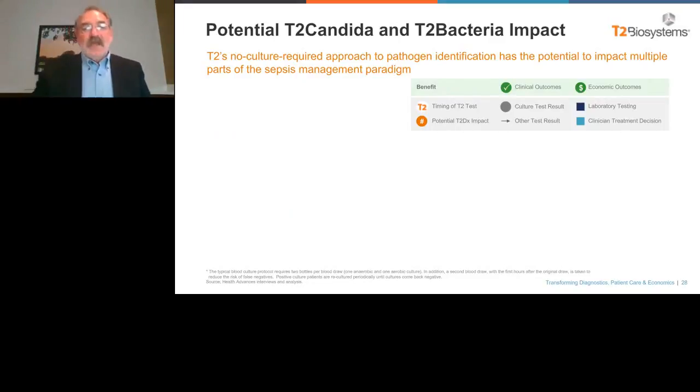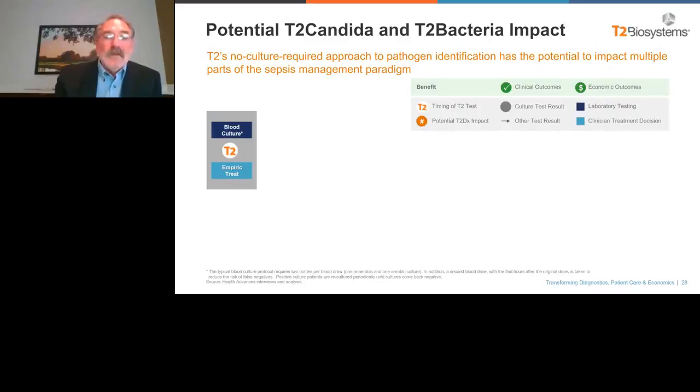So this is a multi-stage slide that will look to show the potential T2 Candida and T2 bacteria impact. This is a no culture required approach that gives you pathogen identification in a rapid time frame. In the figures to be seen, you have in green perceived benefits, and below that in orange or gray the other effects. So when you have a patient that has a blood culture drawn, if a T2 is drawn and empiric therapy is started, that's where you start.